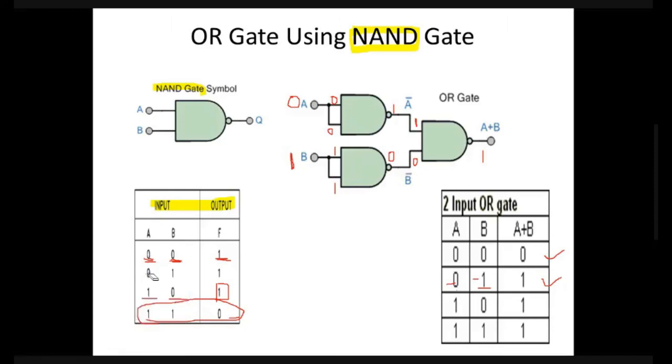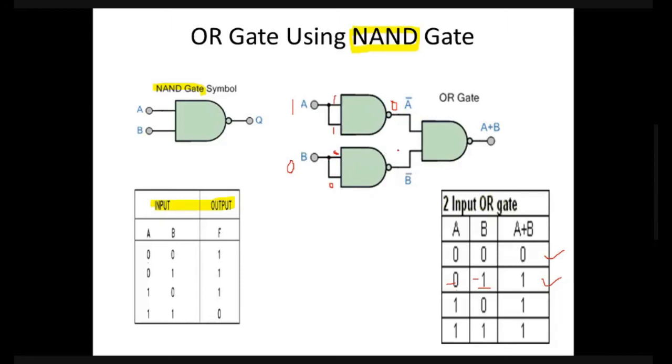Now move forward to the next condition. What is the next condition? A equal to 1, B equal to 0. Very good. Now with A equal to 1, the 1 comes here and also here. Then with 1, 1, what is the NAND output? The NAND output is 0. Very good. Here this 0 comes here, and B equal to 0 comes here.